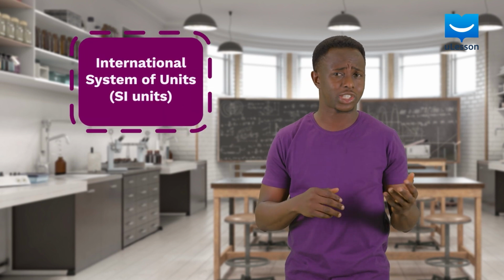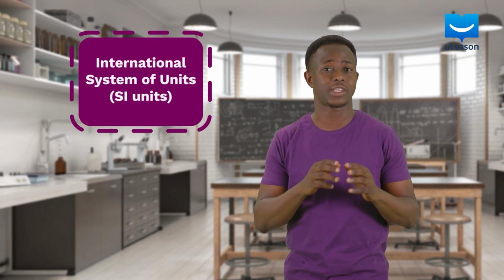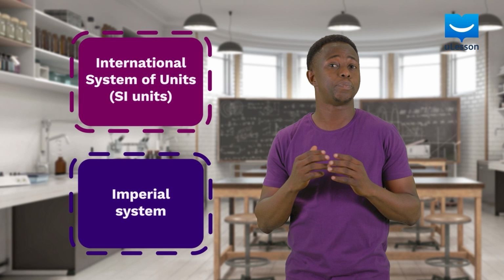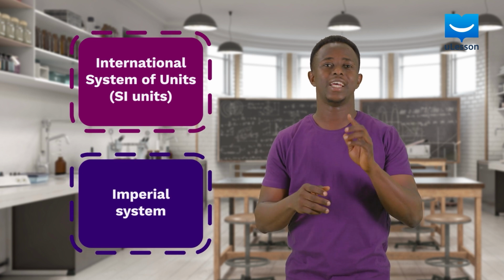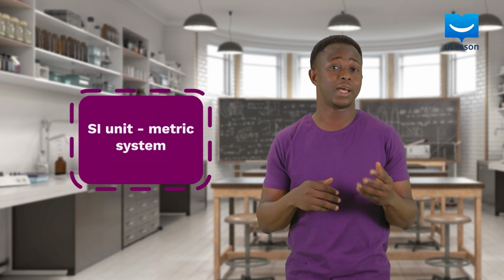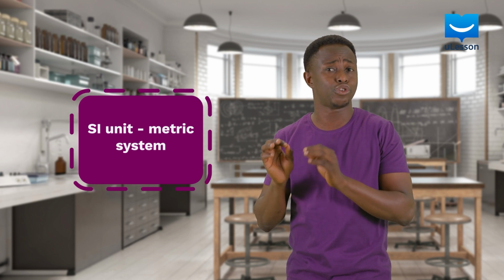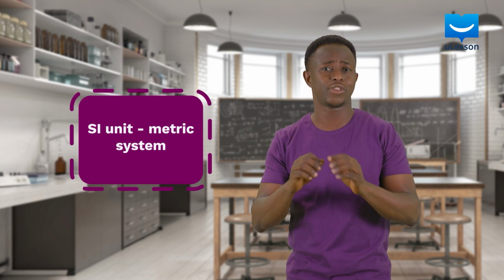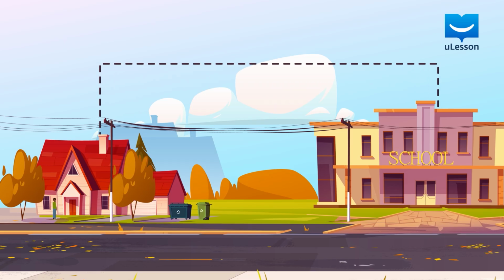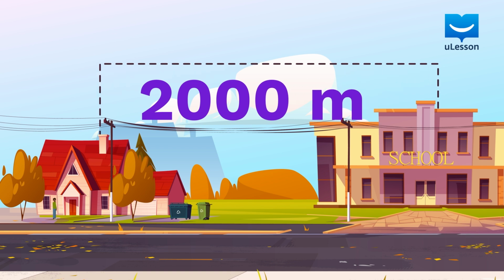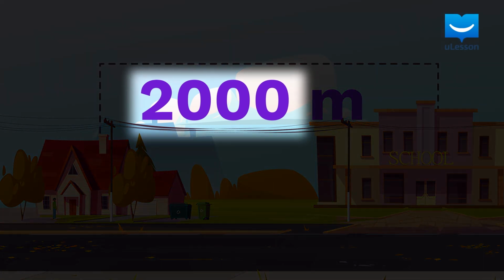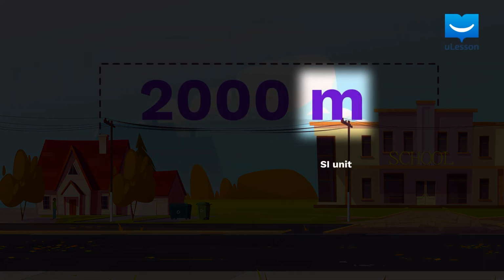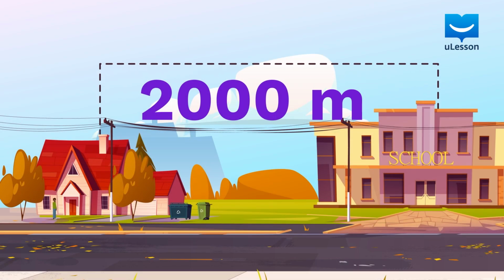There are two systems of measurements, namely the International System of Units, also known as the SI units, and the Imperial System. The SI units are also called the metric system, and this is the most used system of measurement in the world. Using the SI units of measurement, I can say the distance from my house to my school is 2,000 meters. What this means is 2,000 is the value and meters is the SI unit. This is life made easy, right?